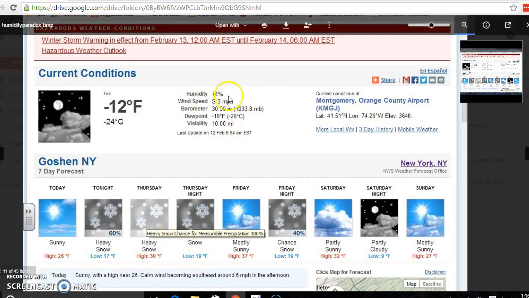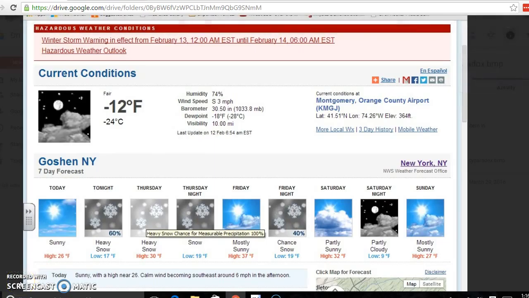But anyway, the real reason I showed this was the humidity here. So, kind of an interesting thing about relative humidity compared to dew point. Dew point is always a better measurement of humidity, moisture in the air.